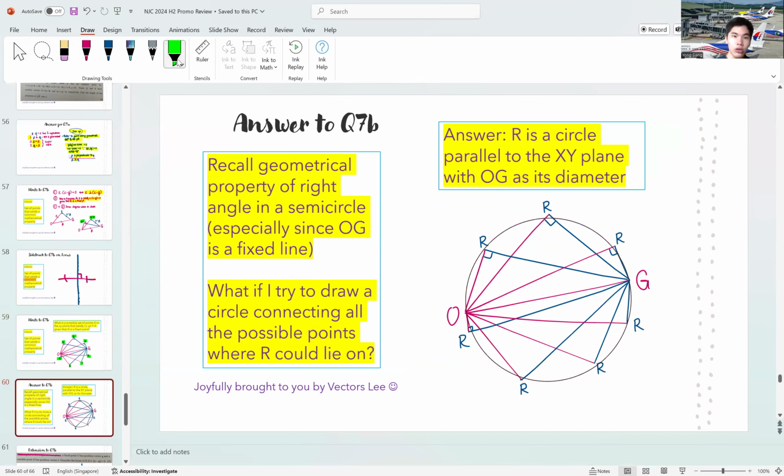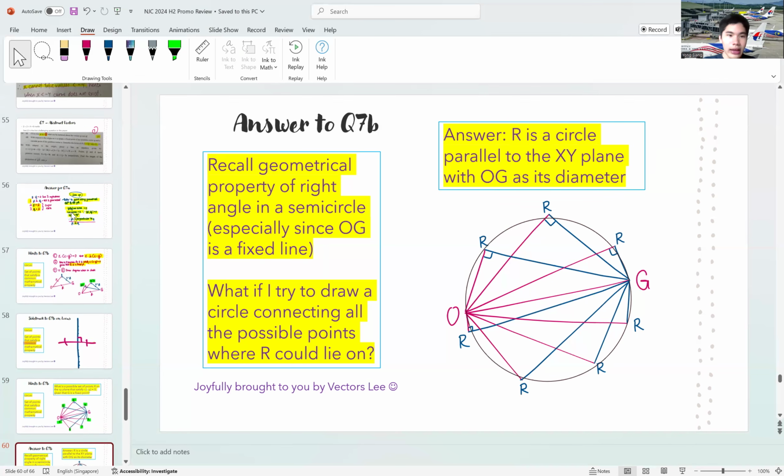So recall your geometrical properties of a right angle in the semicircle. Remember, the right angle is subtended on the circumference of the semicircle by the diameter. So OG is a fixed line. The moment I connect all these infinite possible points with infinite right angle triangles, R is a circle, parallel to the XY plane, with OG as its diameter.